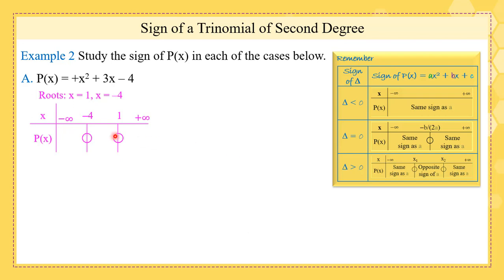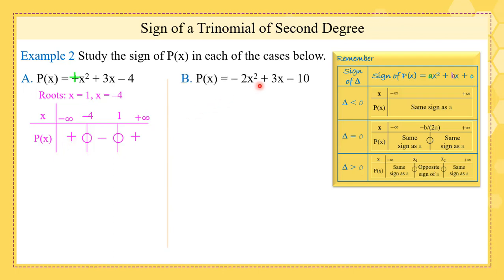So, we draw the table, we put the roots in increasing order, negative 4 and then 1. These are two zeros, and then we want to fill in the signs. Remember, in case delta is positive, we have to use same, opposite, same. Now, the coefficient of x squared in this case is positive, so the formula of same, opposite, same works as plus, minus, plus. Let's see another example.